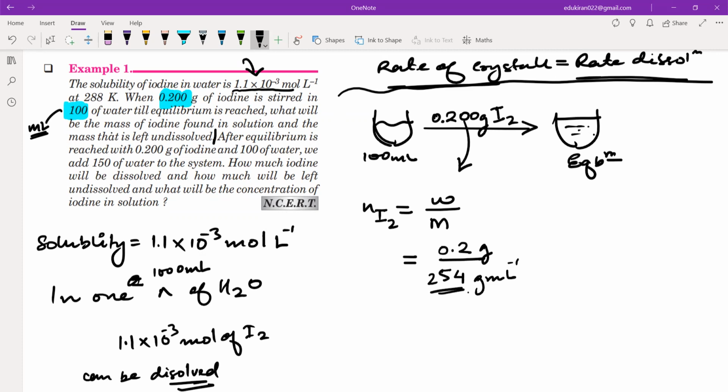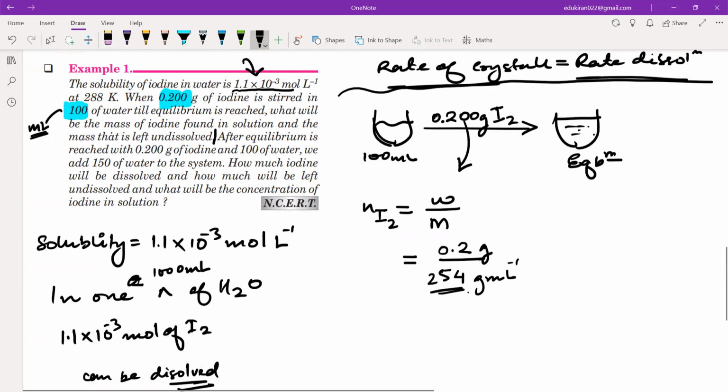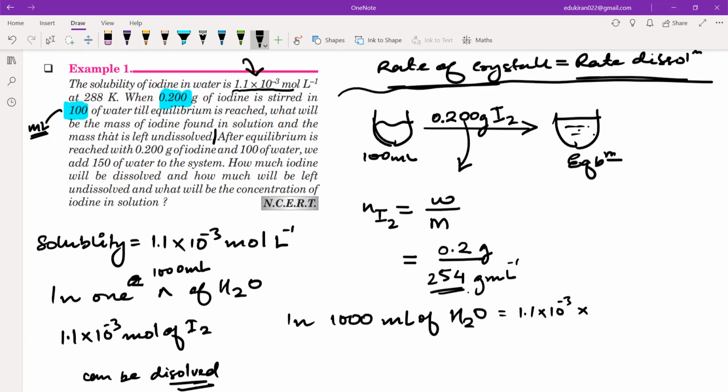Now I can see that there are two things I can do. I can calculate the number of moles of iodine, and then calculate how much is dissolved or not dissolved. Or I can convert the solubility into grams. So rather than saying 1.1 into 10 to the power minus 3 mole of iodine is dissolved in 1000 ml of water, I can say in 1000 ml of water, 1.1 into 10 to the power minus 3 into 254 gram of I2 is dissolved, because a mole is 254 grams per mole. Can I do this? Yes or no? This is just one approach of solving the question.